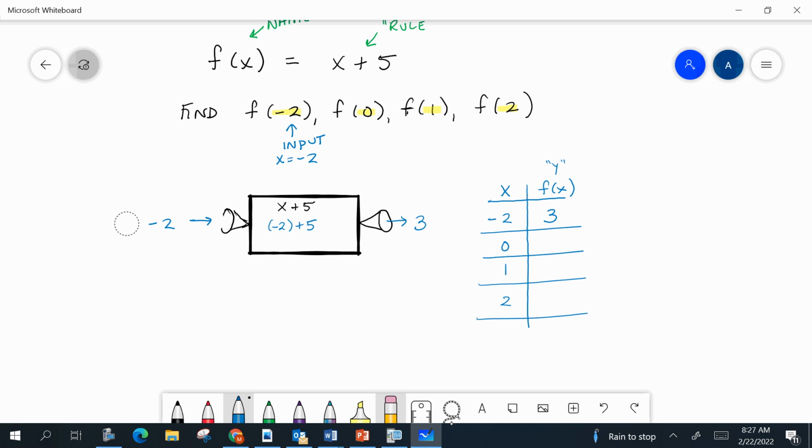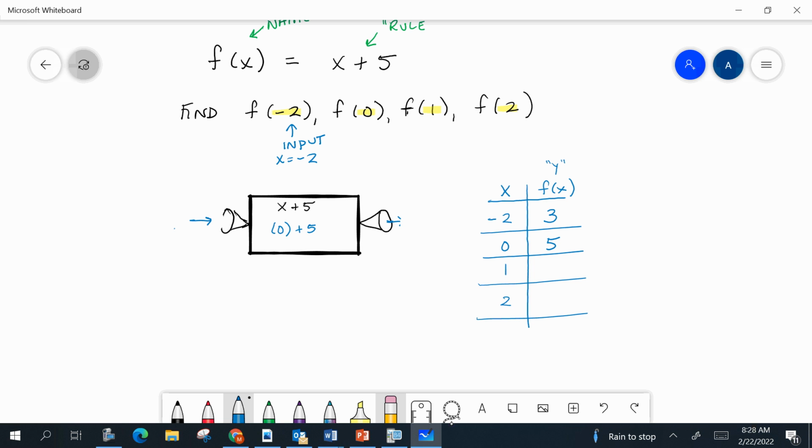Okay, well, let's try this again. Let's try a different input. This time, let's input 0. So if we input x equals 0, then that means we plug 0 in for x, 0 plus 5, the output is 5. So when we input x equals 0, we output this function value 5, which is a y coordinate. All right, let's keep going with this.